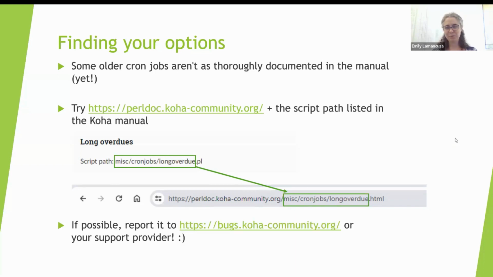Finally, shameless plug, if you find one that is not well documented in the manual, I do encourage you, if you have a Bugzilla account or if you have a support provider, to report that missing part in the manual so that you can bring it to somebody's attention and they can add that information in for your benefit and for the benefit of all the other libraries using Koha who might want to learn more about that cron job.